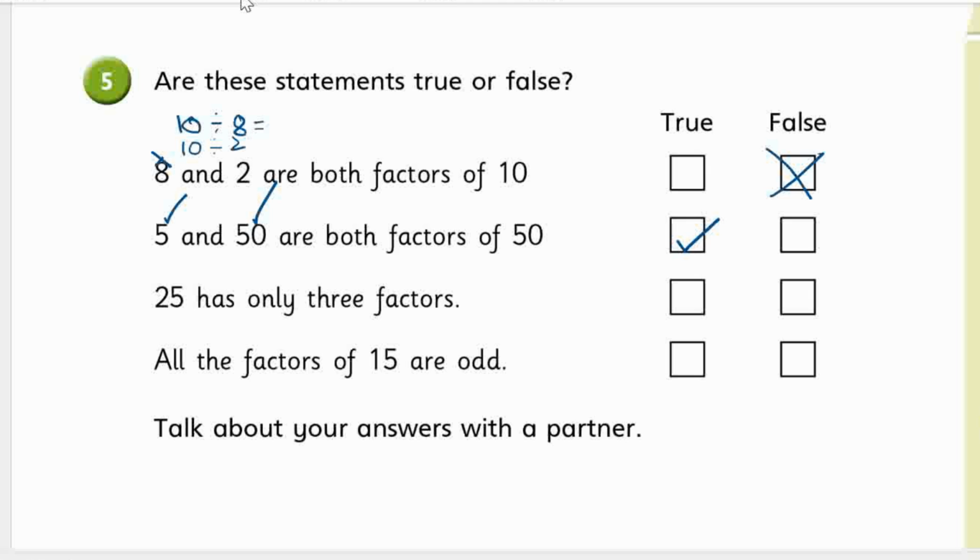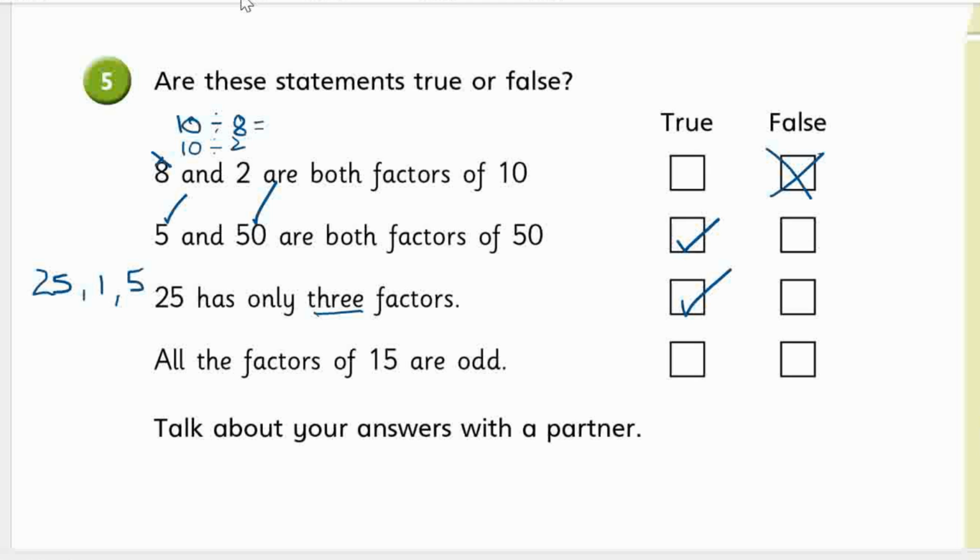Let's see. That's right, yes. Because we know that 25 and 1 go in, don't we? So we know that 25 and 1 are factors of 25. But then we also have 5. And you have to times 5 by itself to get 25. 5 times 5 is 25. So it's not a pair, as it were. These two are a pair. But the other number you multiply it by is 5. So it is only 3.